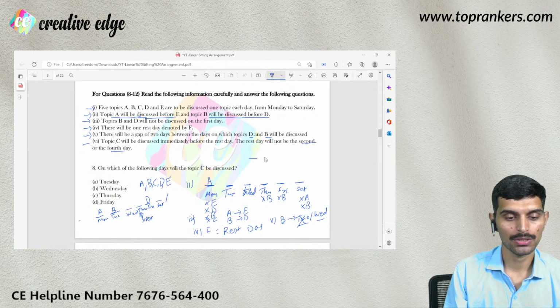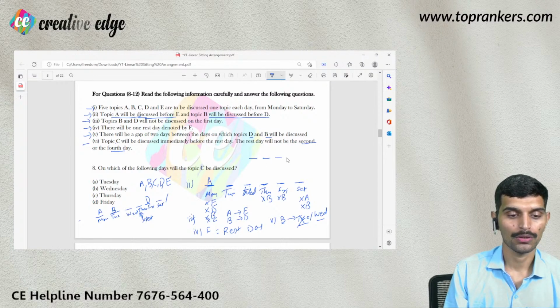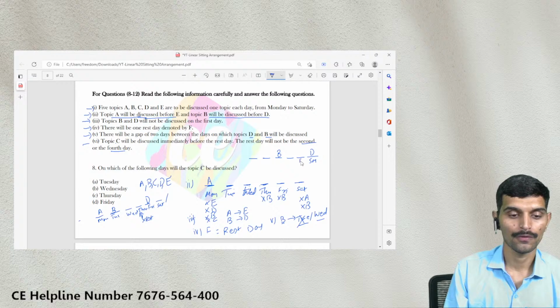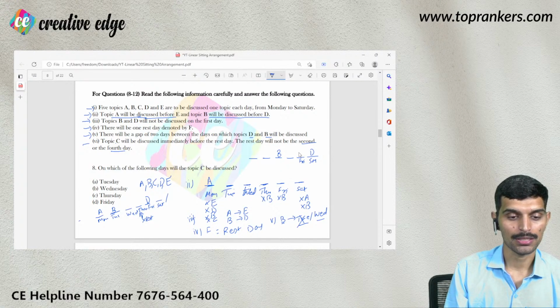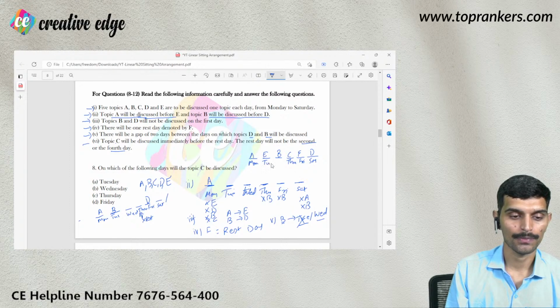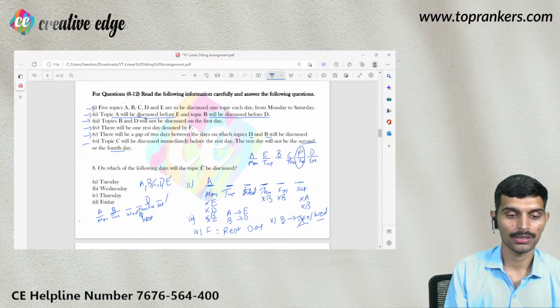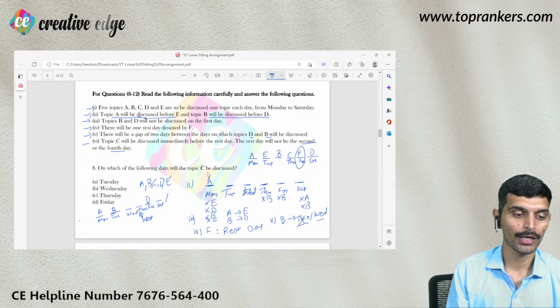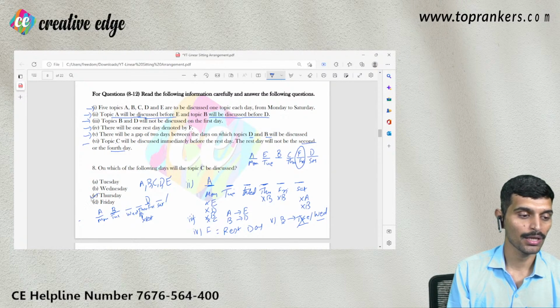So B must be discussed on Wednesday. So if B is discussed on Wednesday, D will be discussed on Saturday. Friday can be the rest day. Then C is discussed on Thursday. A has to be discussed on Monday. So A, B, C, D, and E, E must be on Tuesday. This should be the final structure, right? This one is the rest day. So on which of the following days can topic C be discussed? Topic C must be discussed on Thursday. That is option C.